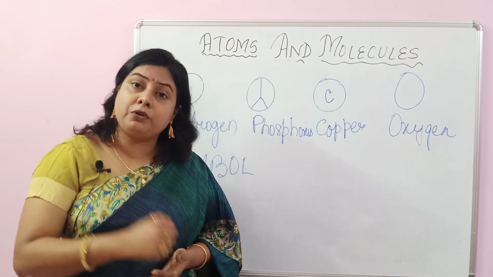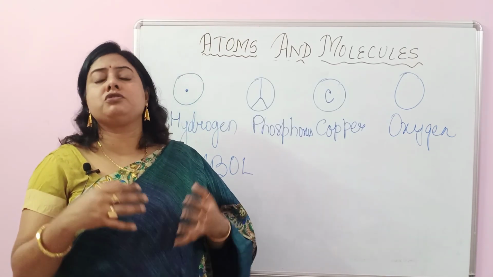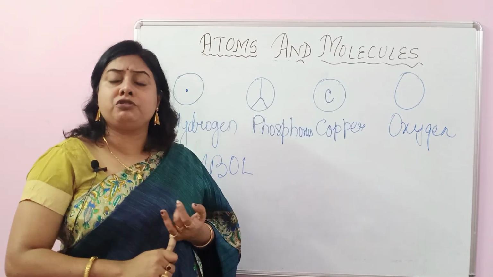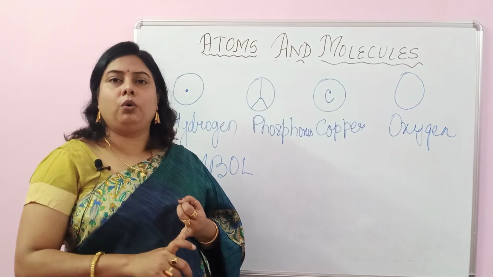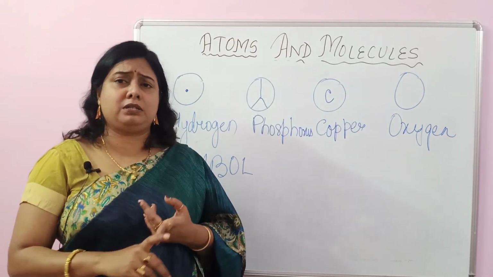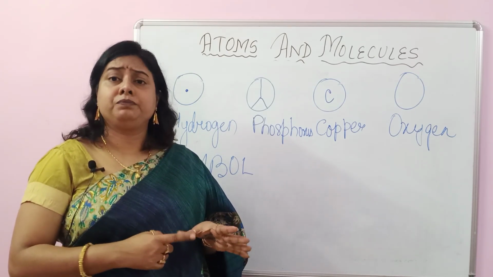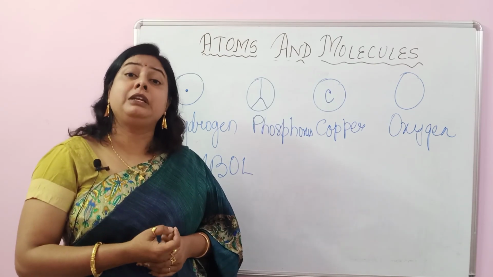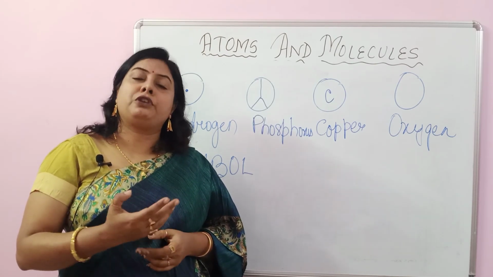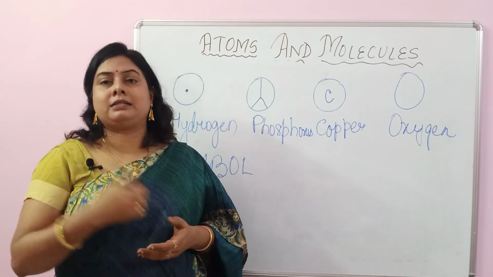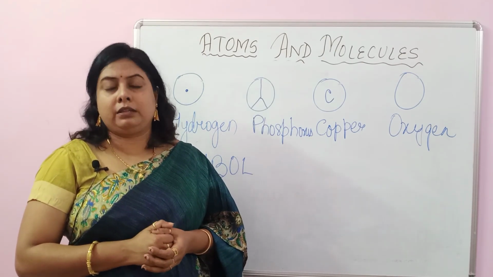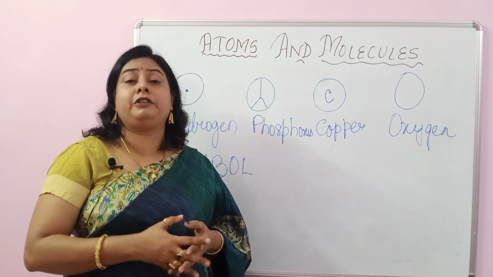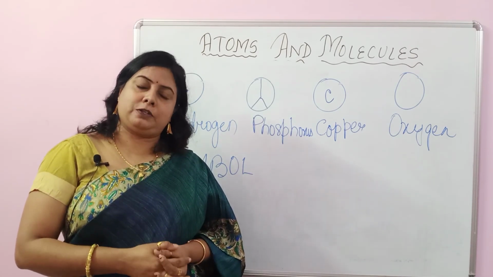So students, you are supposed to know the symbols of the most common elements. Like, say, nitrogen is N, oxygen is O, sulfur is S, carbon is C, phosphorus is P. Then sodium is Na, derived from its Latin name natrium. Potassium is K, derived from its Latin name kalium. Like this. Please memorize the chart given in your NCERT book of the different symbols of the elements.